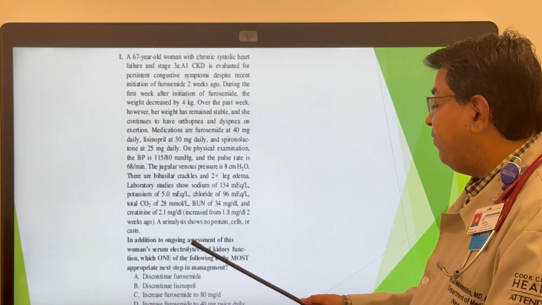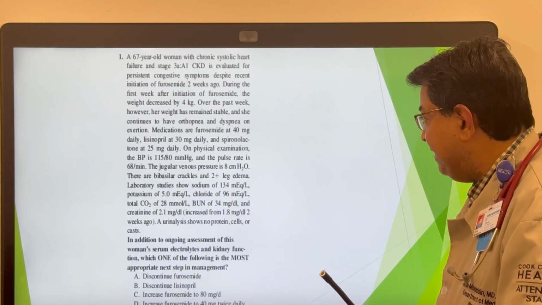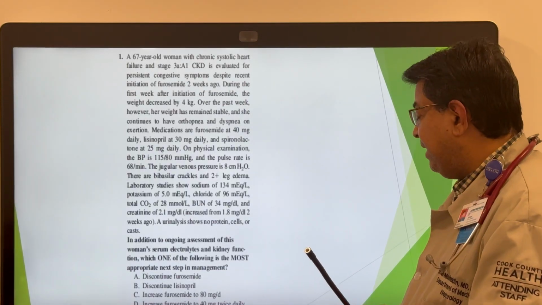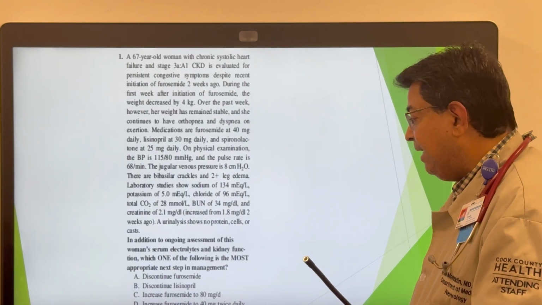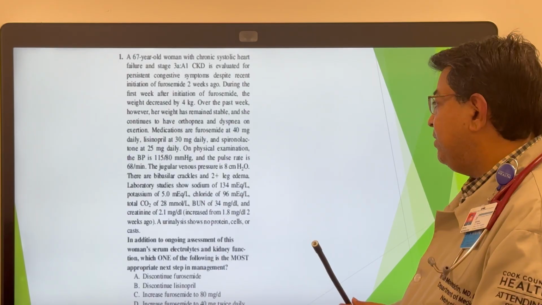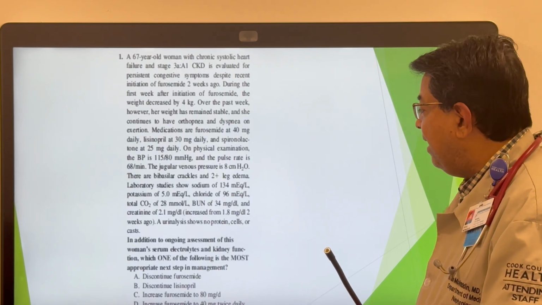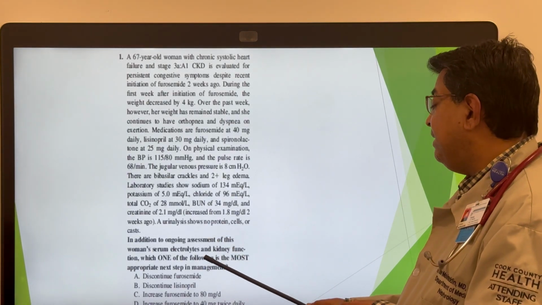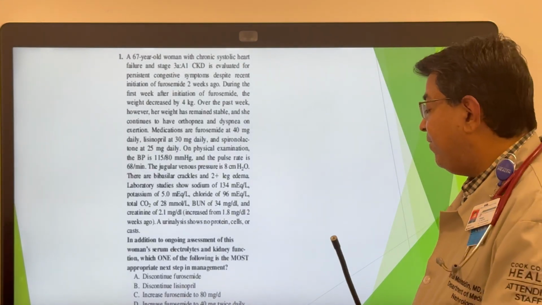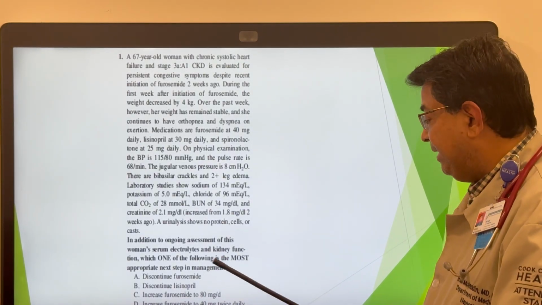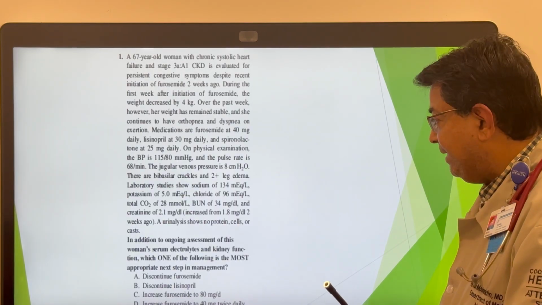Obviously, discontinuing furosemide is not appropriate. This patient has orthopnea and dyspnea on exertion and is in volume excess. Discontinuing lisinopril is also currently not appropriate. So the question is, would you increase the furosemide to 80 milligrams per day or to 40 milligrams twice daily?